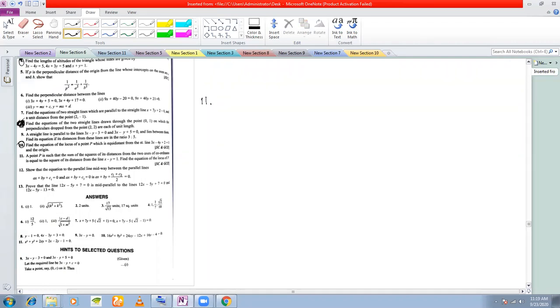Problem 11. A point P is such that the sum of squares of its distances from the axes of coordinates is equal to the square of its distance from the line x minus y minus 1. Find the locus of P. Now, when I say distance of a point from the axes of coordinates, what does it mean?